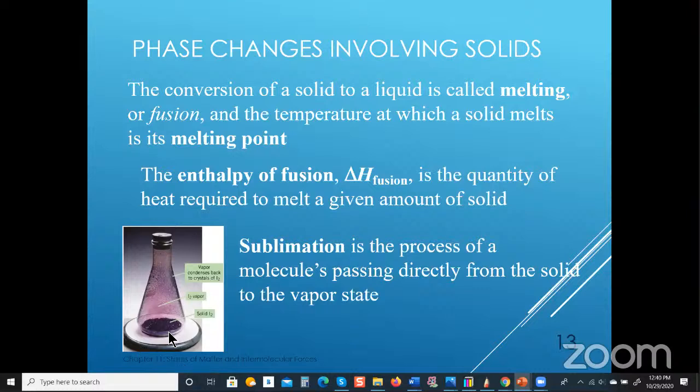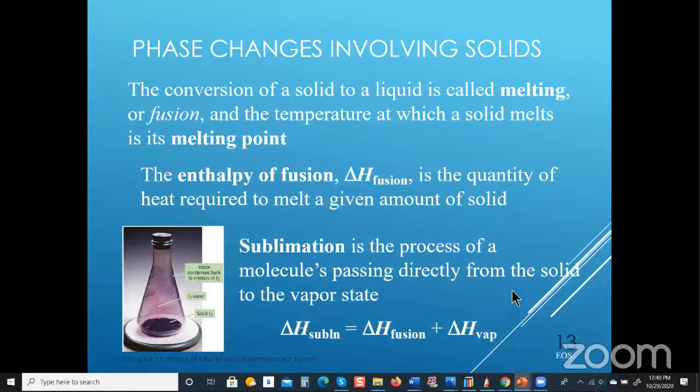Another example is shown here, iodine, which exists normally as a solid. If you heat it slightly, or even if you leave it open to the atmosphere, the solid iodine will be converted to iodine vapor. So that's another example of sublimation, all right? So those are the two types of phase changes that solids tend to undergo. They either undergo melting or sublimation, all right?